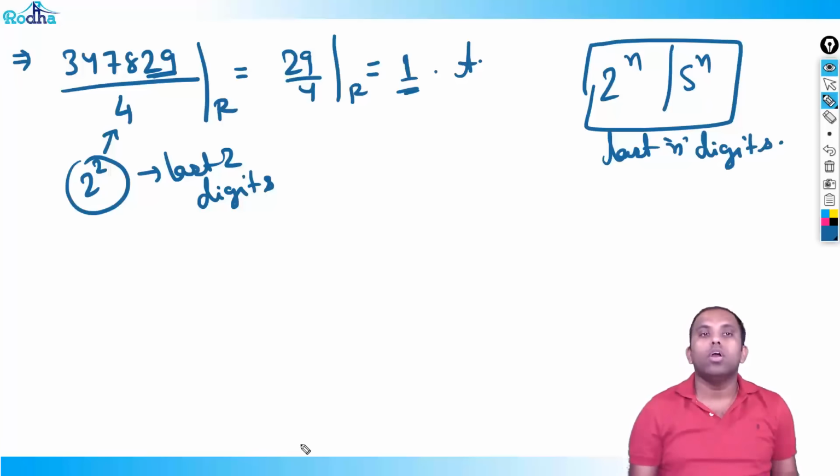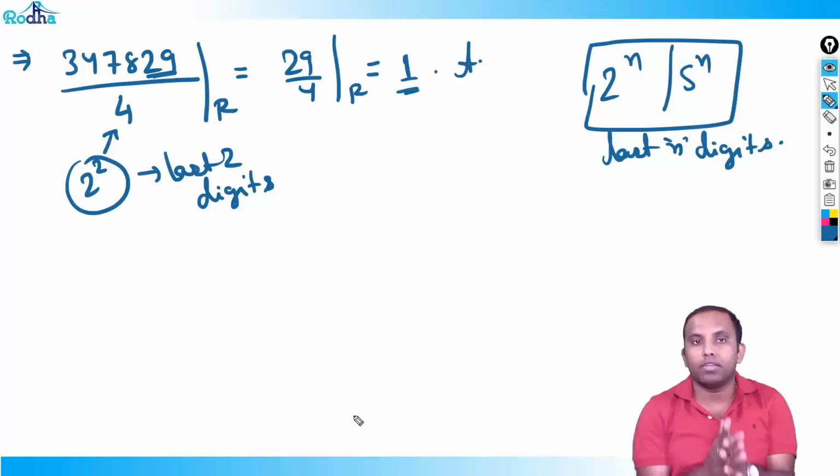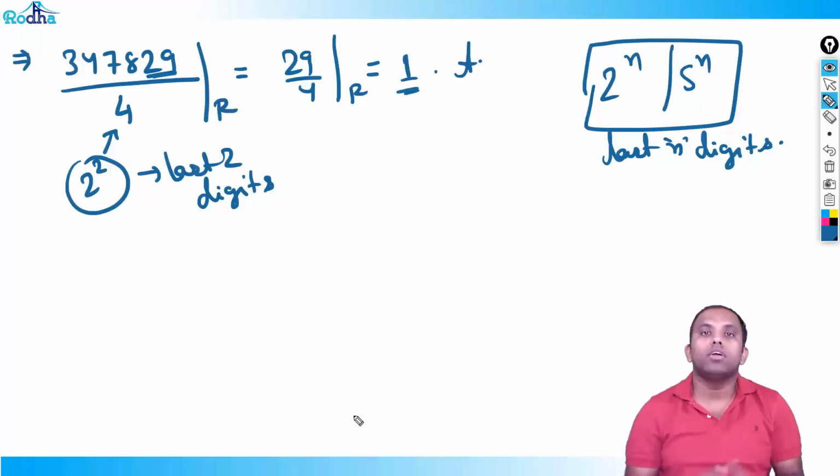Whenever I am asked if a number is divisible by 4 or not, what we will do is directly calculate the remainder. If the remainder comes out to be 0, it is divisible. Otherwise, we'll get the remainder. So whenever asked about divisibility, we'll simply calculate the remainder.